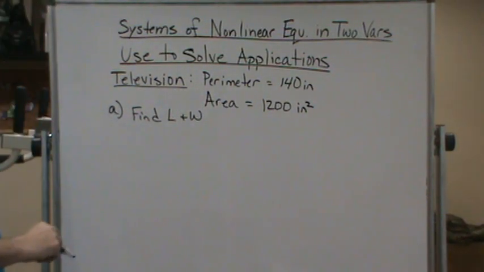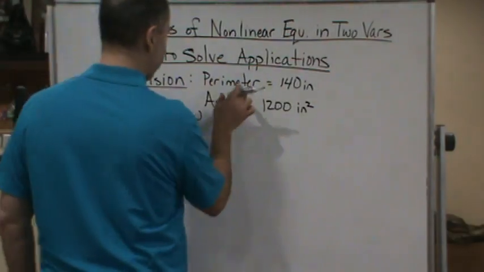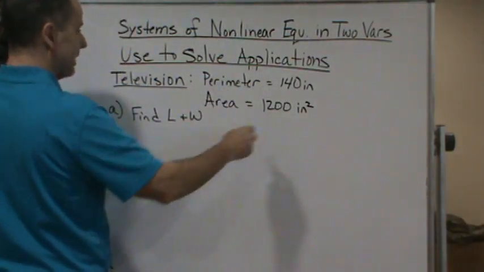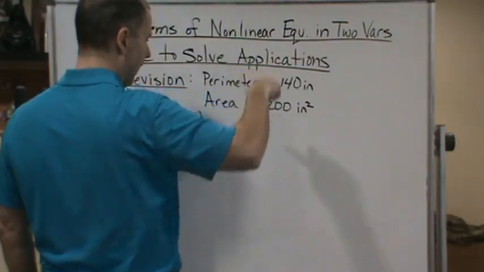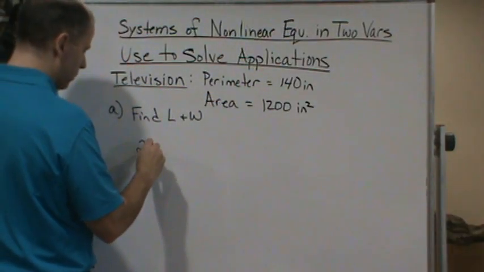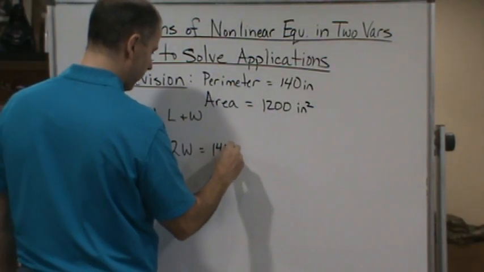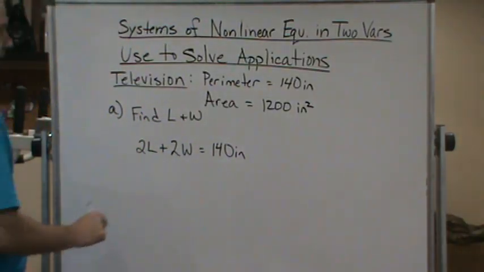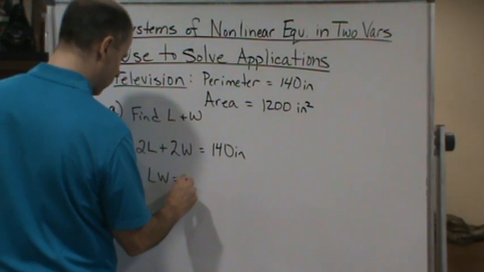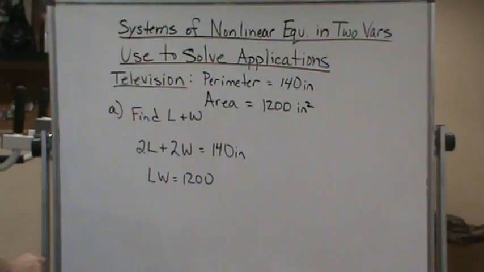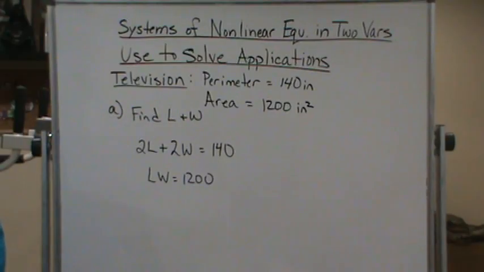Now we're going to set up two equations with two unknowns. So what's the formula for perimeter? The perimeter is the distance around the screen, so we have two widths and two lengths. It's going to be 2 times L plus 2 times W is equal to 140 inches. So there's one. Now the other one is area, and area is length times width. So we've got LW is equal to 1,200. Again, we're going to drop the units for a moment, since everything is in inches.